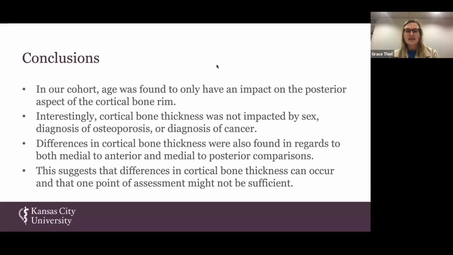So currently the thumb test really is only used in one location. And as I've said, it's a pretty subjective measurement to begin with. So if this device is approved by the FDA, it just might suggest that multiple testing locations should be conducted to have a better appreciation and understanding of the bone quality throughout.